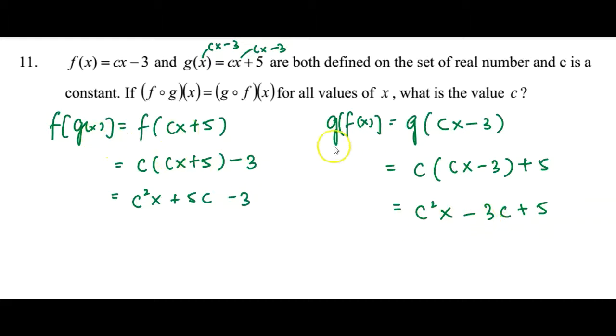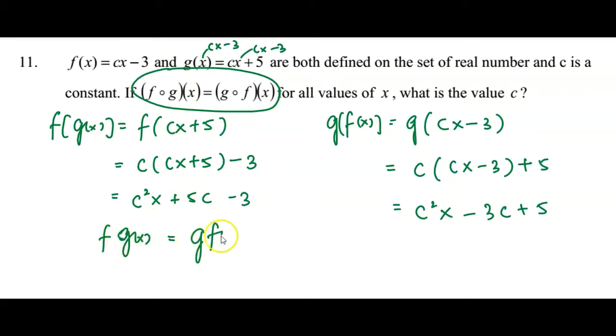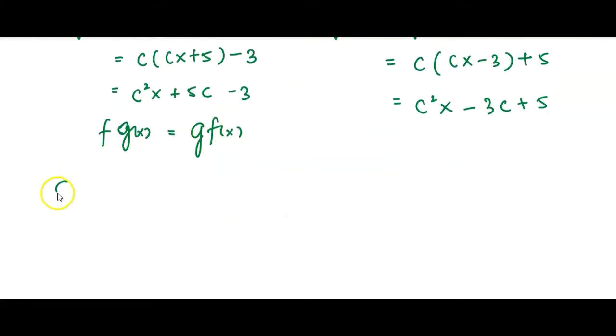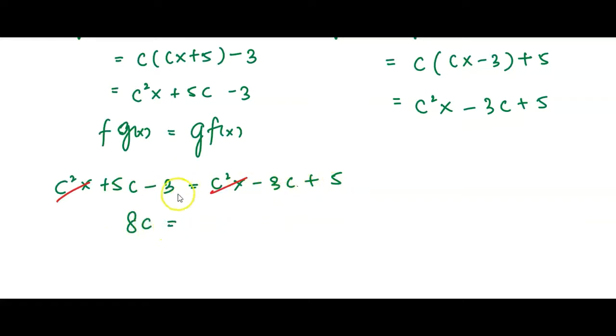Now I'm going to equate these two. That is taking this equation, f of g of x equals g of f of x. I will have c squared x plus 5c minus 3 equals c squared x minus 3c plus 5. You can see that now c squared x exists at both sides, meaning that they can cancel off each other. You got 5c, you move all the terms of c to the left hand side, you got your 8c, and move the constant to the right side, you got equals to 8. And after that, solve for c, c equals 1.